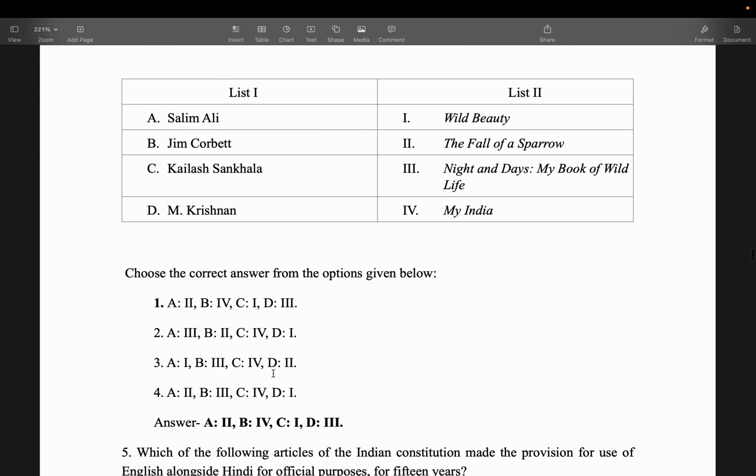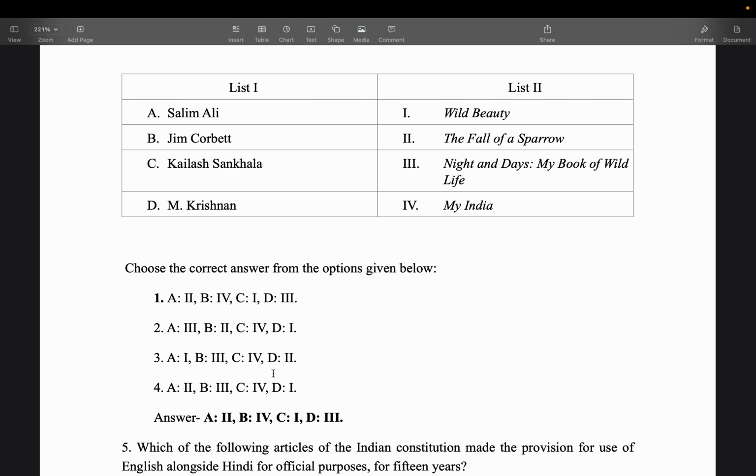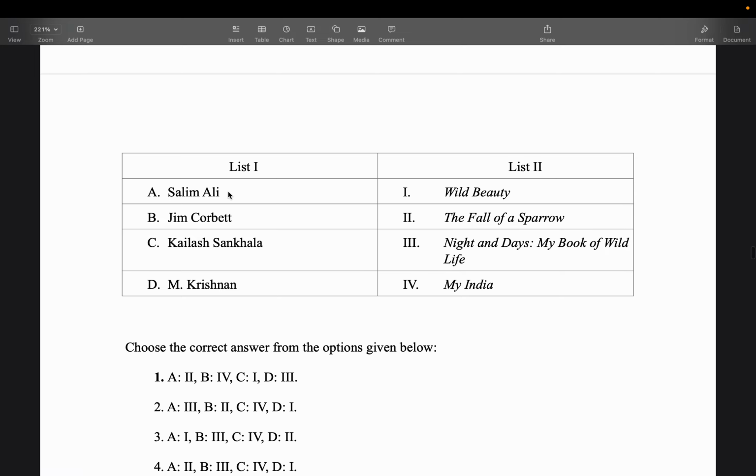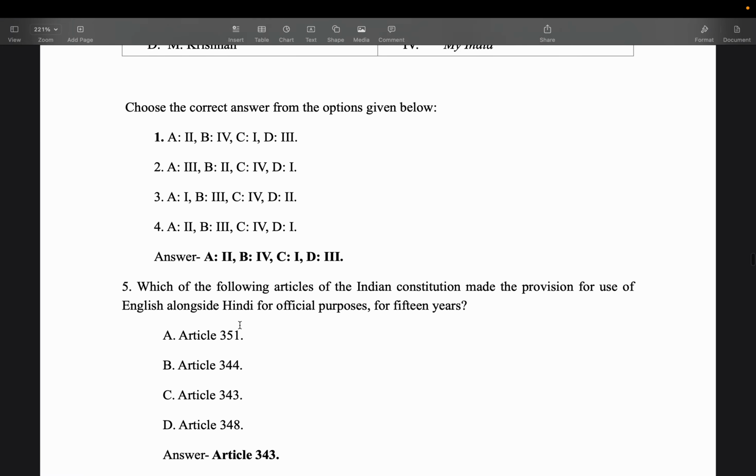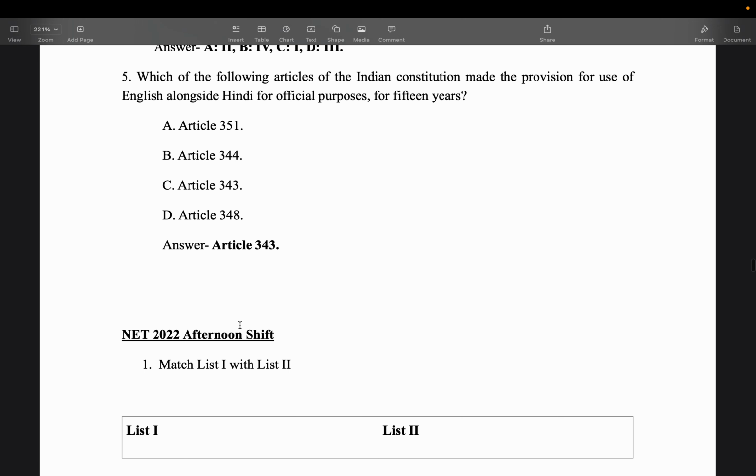Now, look at this. Salim Ali. Famous Salim Ali's Fall of a Sparrow. You should know that. Jim Corbett wrote My India. These two you may not know. Kailash Sankhala is Wild Beauty and M. Krishnan is Nights and Days, My Book of Wildlife. These are all non-fiction about environmental writing. Which of the following articles of the Indian Constitution made for the provision of use of English along with Hindi? So in paper 1 and 2 both, you will get these questions. Remember, it is article 343.